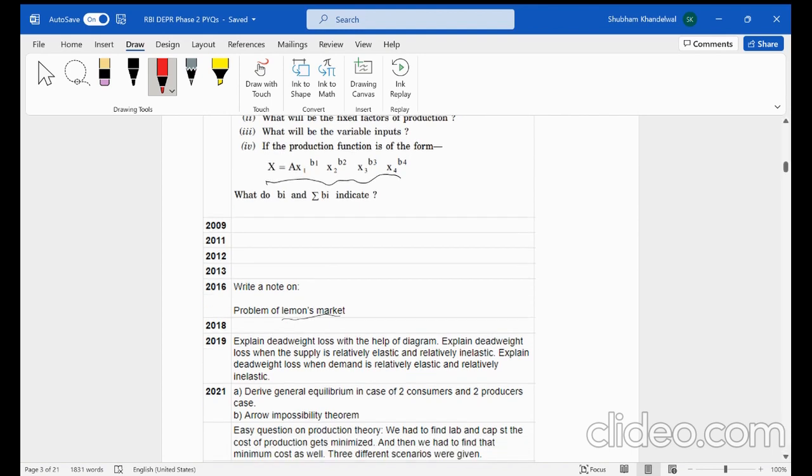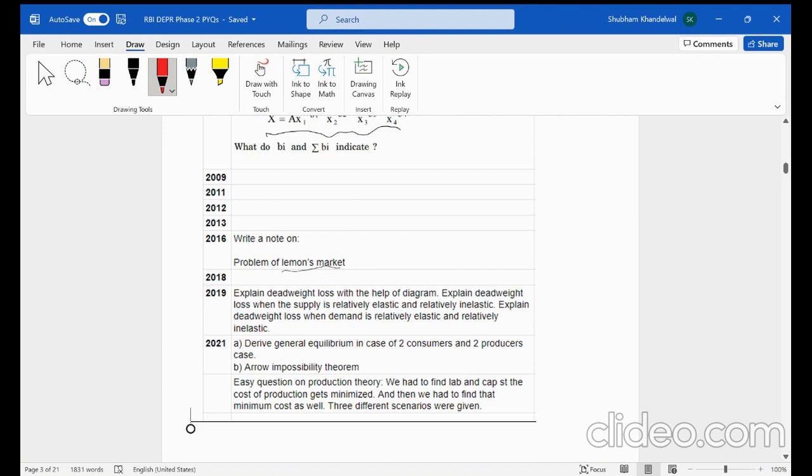And then in 2021, if you look, guys, two questions of 20 marks each. So total 40 marks came from microeconomics last year. So the weightage of microeconomics in the last 2 years has increased. In 2021, one question was on general equilibrium. So you had to derive the general equilibrium in the case of two consumers and two producers. And then there was a question on Arrow's impossibility theorem, and then there was a numerical.